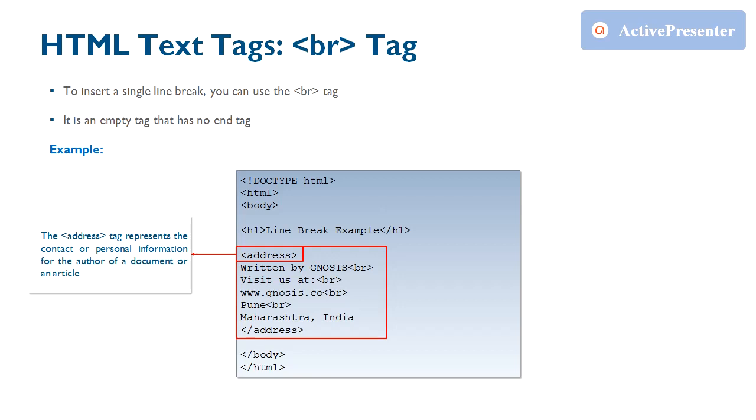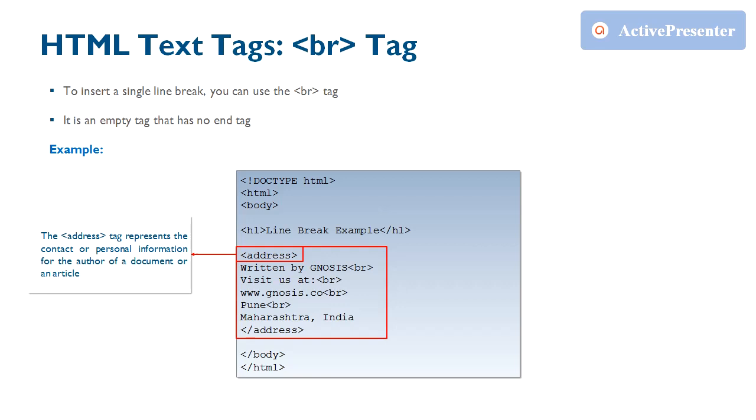So now let's look at the BR tag. BR stands for break. So if you want to insert a line break, you can use the BR tag. BR tag is also known as an empty tag because it doesn't come in pair, it doesn't have an end tag. So this is one such exception which doesn't come in pair. All you need to do is add a BR tag. You don't need a slash BR, and a line break would be added.